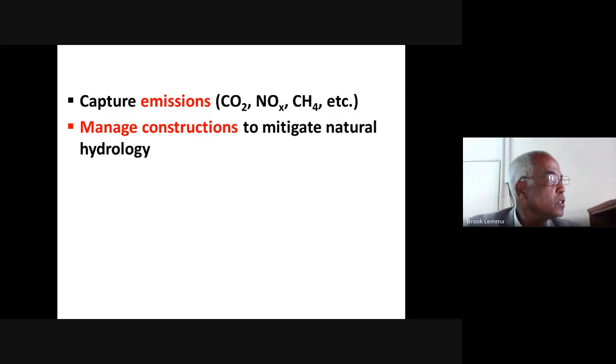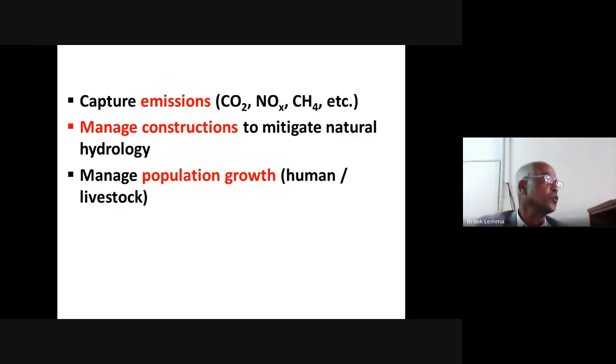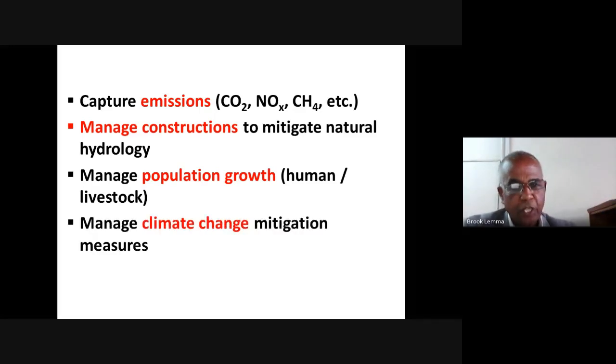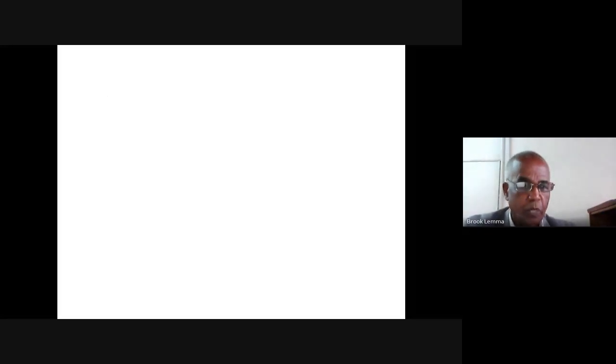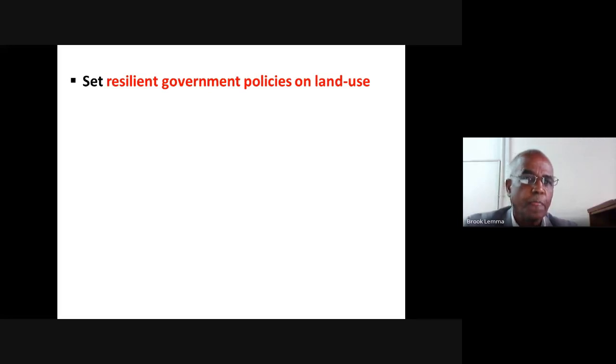And all the water and liquid wastes enter into our wetlands from the towns on the shores and hotels and so on. Directly we need to manage our human and livestock populations, manage climate change if there are mitigation measures that we can do, set resilient government policies on land use. That has to be probably revisited.